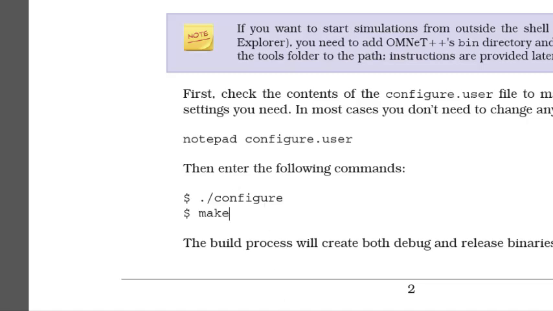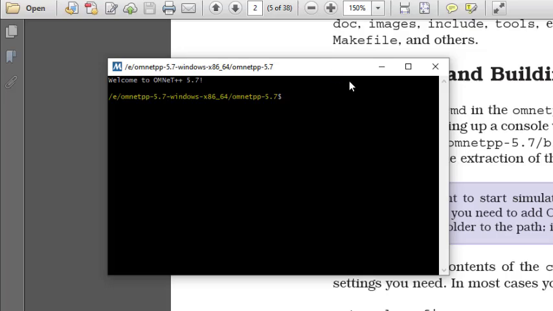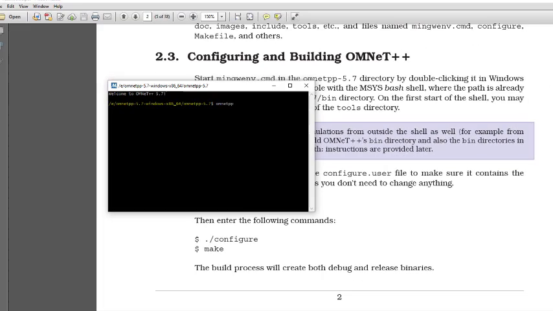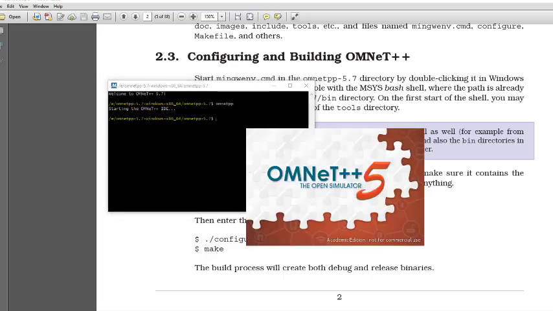When it is complete, we'll get this type of prompt. Now what we have to do is just type omnetpp. That's all. Just enter it, and we will see that OMNeT++ gets started. This is the interface of OMNeT++.